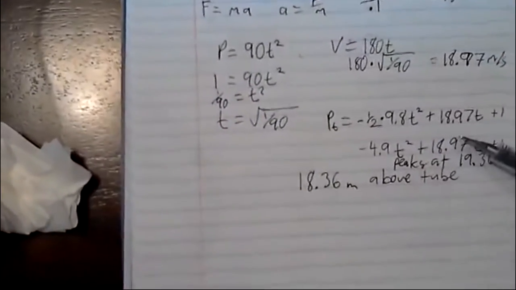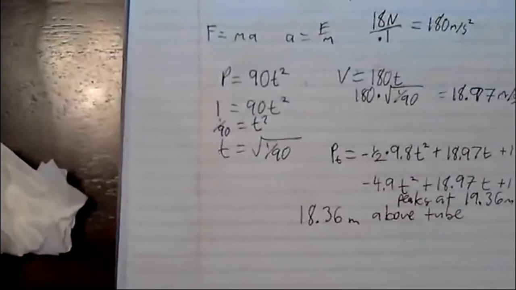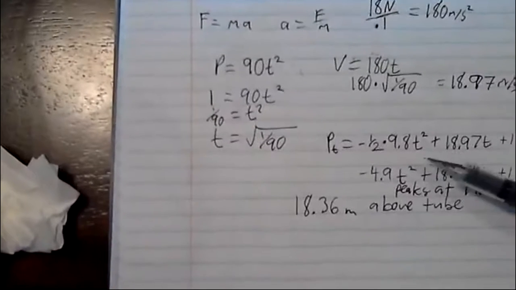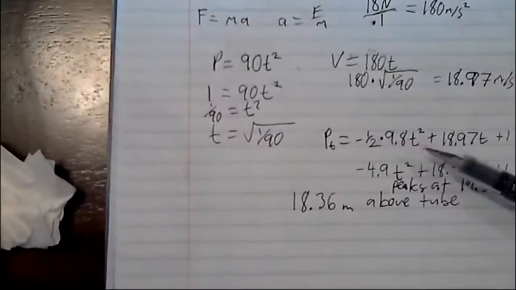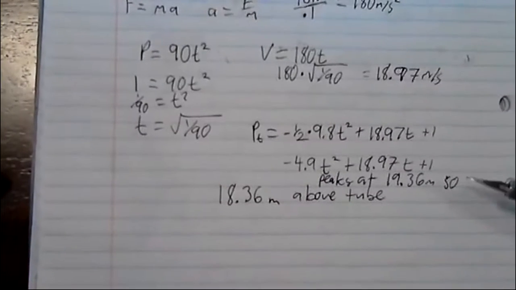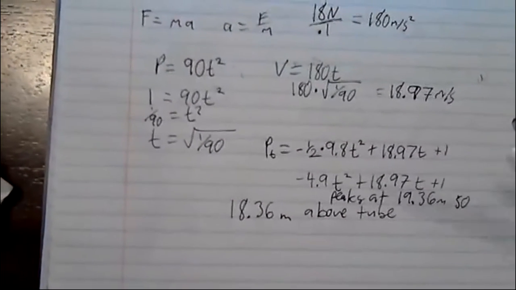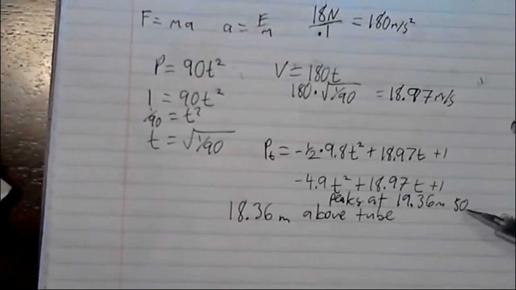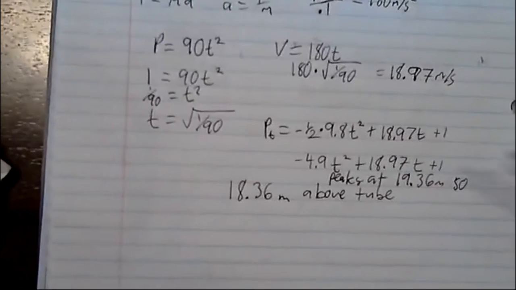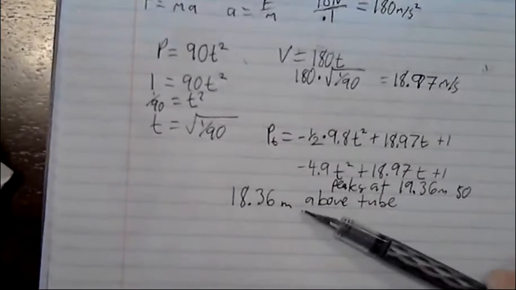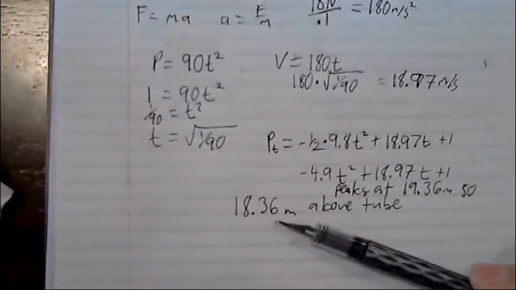Then I put it into the position equation from when it comes out of the tube, where the acceleration is minus 9.8 meters per second squared. I put it into Desmos, and I got that it peaks at 19.36 meters above where it started. And you subtract 1 because that's how big the tube is. So it peaks 18.36 meters above the tube.